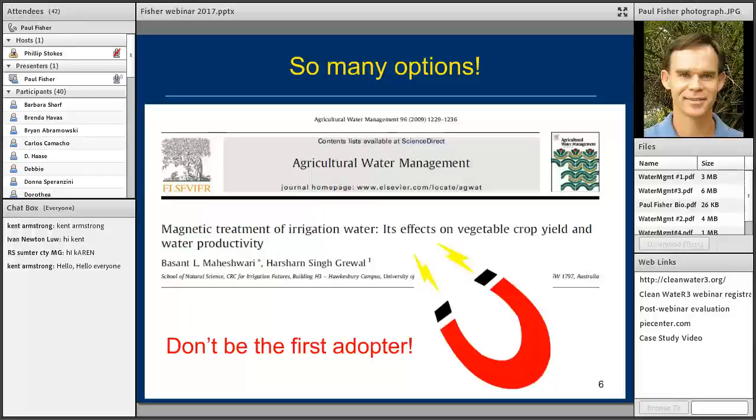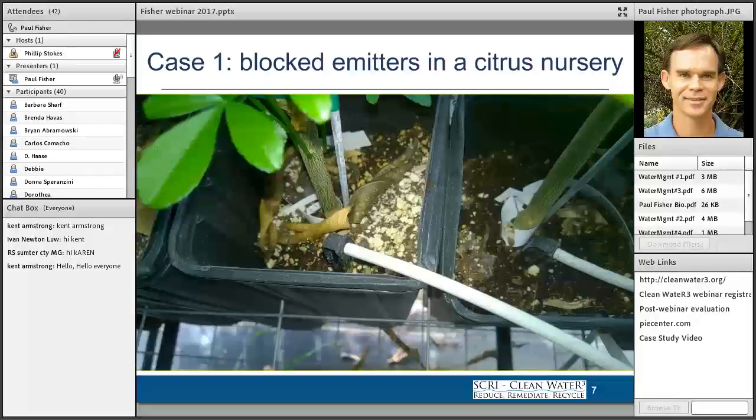You don't really want to be the first adopter of these technologies. Talk with your vendors. Some of this can be very technical, and they can help you with the technical specifications of their technologies, but also talk with other growers. You don't really want to be the first adopter. And so as we go through these 3 cases, we can learn from these 3 growers and the decision-making process that they went through. So our first case is going to be a citrus nursery in Florida where they had blocked drip emitters in their greenhouse.